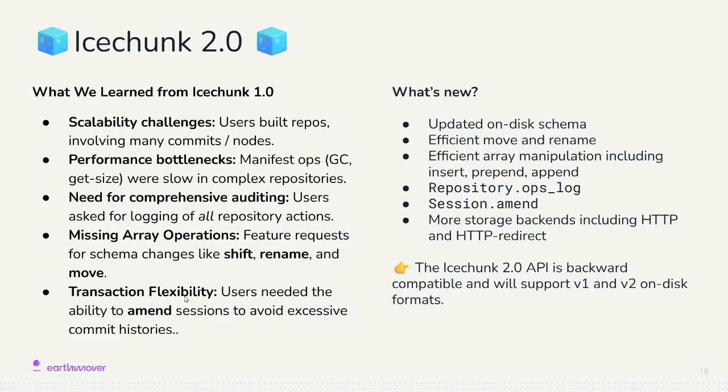So what's new includes a new on-disk schema. So we're going to change the spec. We've implemented move and rename, so you can shuffle around your hierarchy without actually copying any bytes. So that's basically a free operation. There's new API for auditing, session committing, and then use on just direct HTTP servers. And the final thing is that Icechunk 1 will still be supported, so it's backward compatible, and you'll be able to continue to read and write Icechunk 1 if you have that.